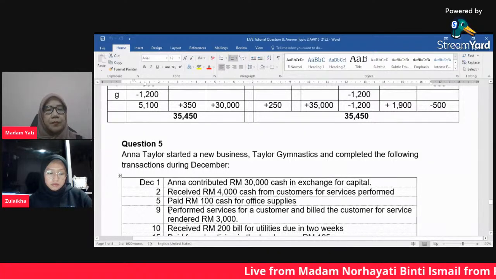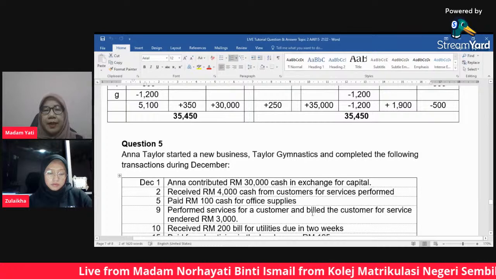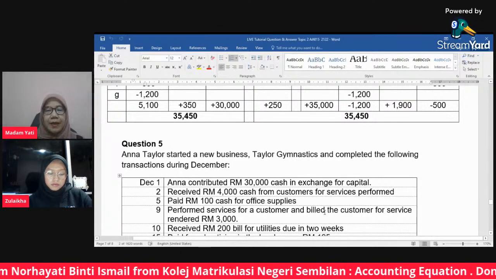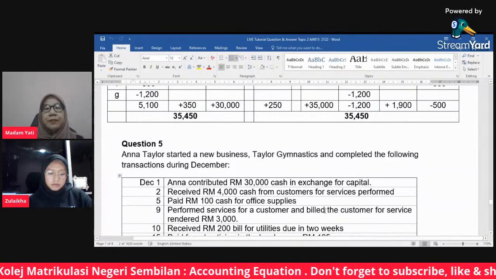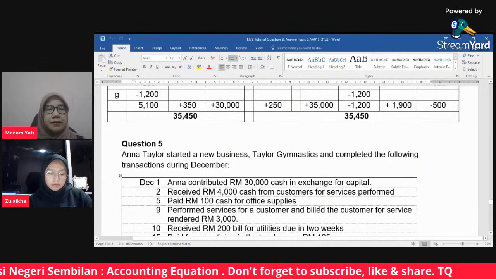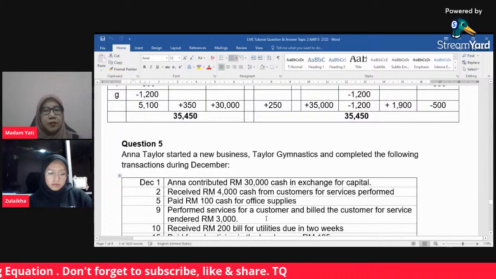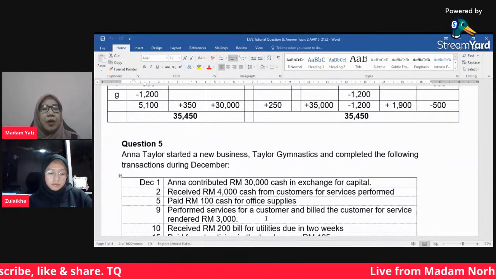So we perform services for a customer and bill. The word bill means the customer has not yet paid. We give the bill, usually an invoice. Okay, so bill the customer for services rendered. So it means that we perform the services to a customer on credit. On credit means on account.